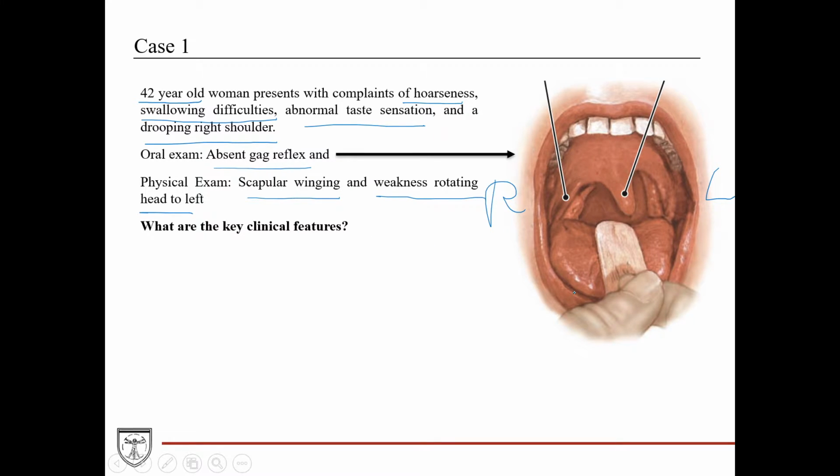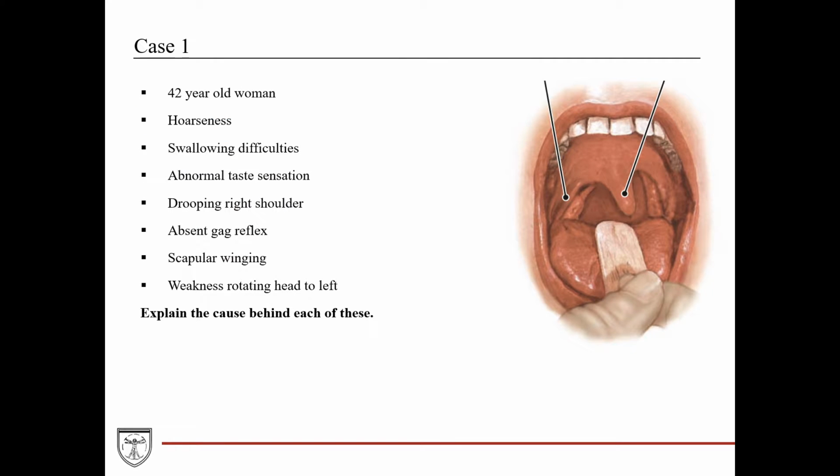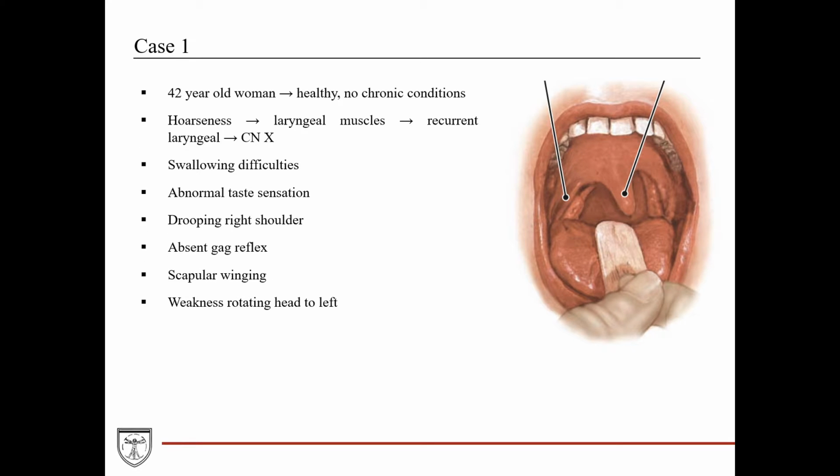So what are the key clinical findings here? We want to think about this. Take a second. For the list here, we'll explain the causes behind each of these. We've got a 42-year-old woman. The big thing there is that she's healthy. She has no chronic conditions that the stem really warns us about. So that's really what you can take away from that.